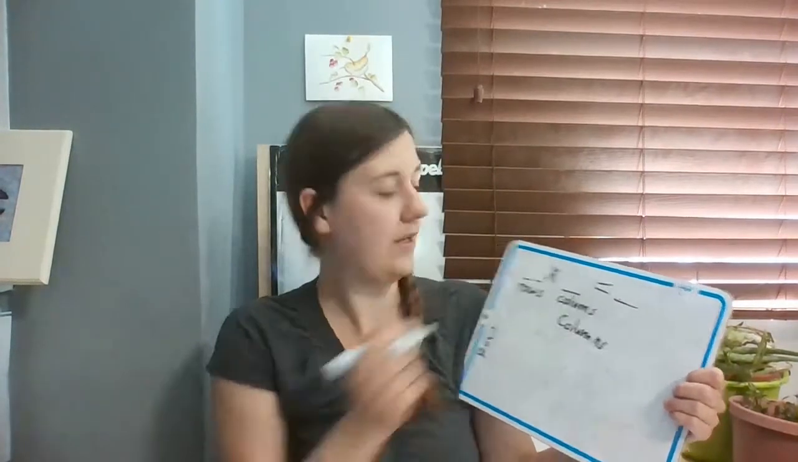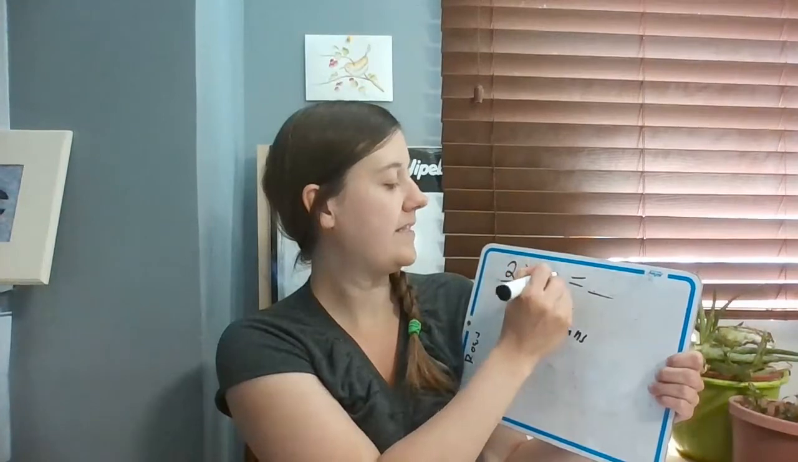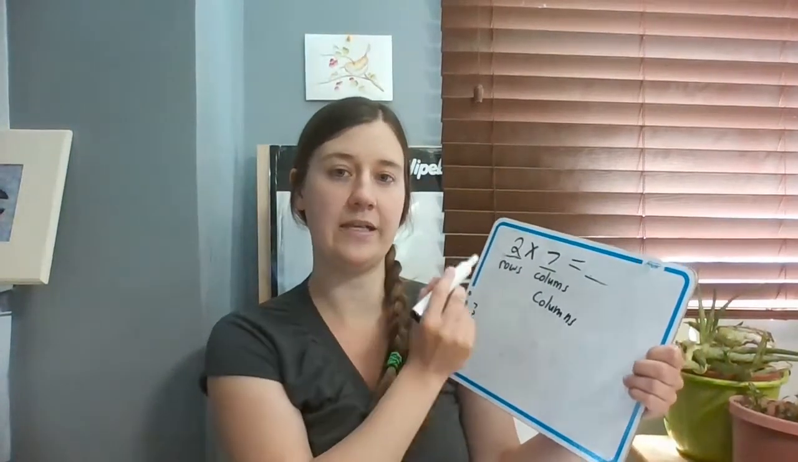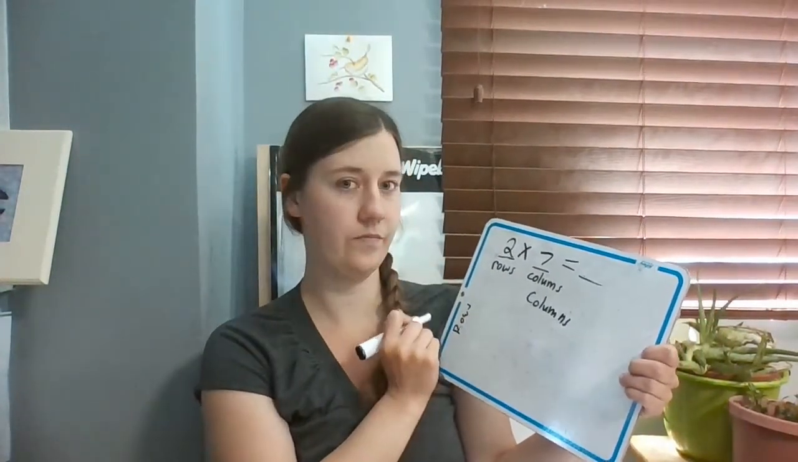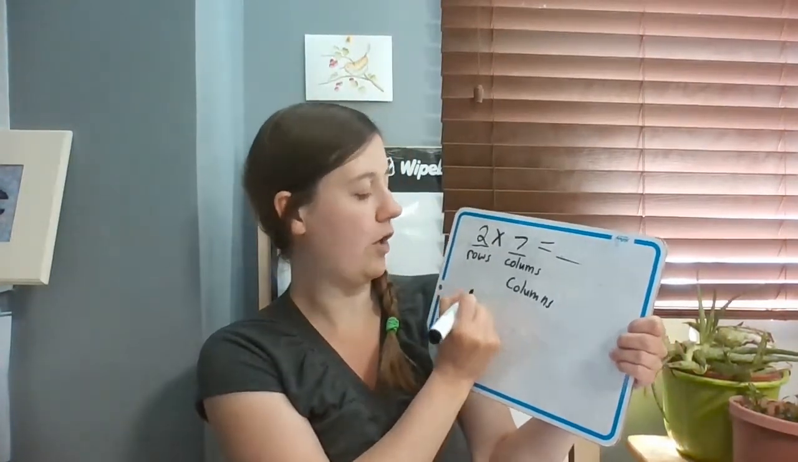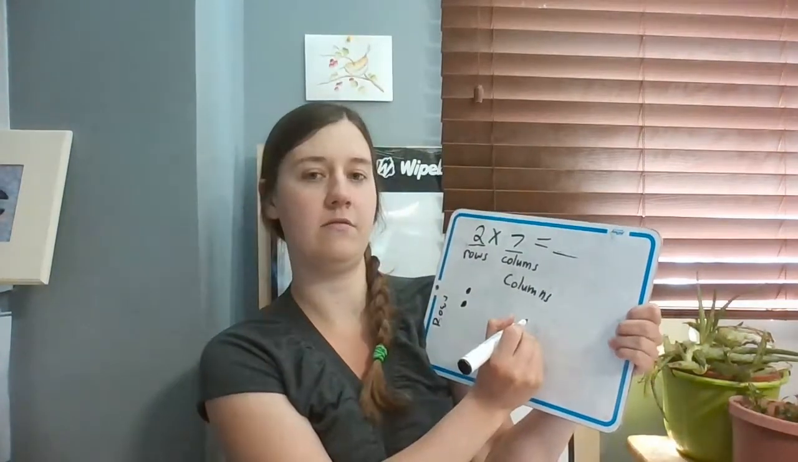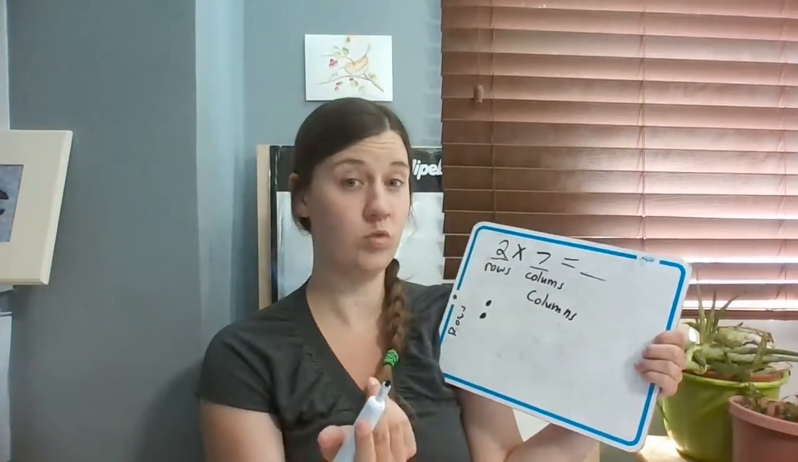Let's try another one. Let's try 2 times 7. So I need 2 rows. So I'm going to put my rows go here. So I need 1 row. It's going to go that way. 2 rows. They're going to go that way. That's it. Just 2.